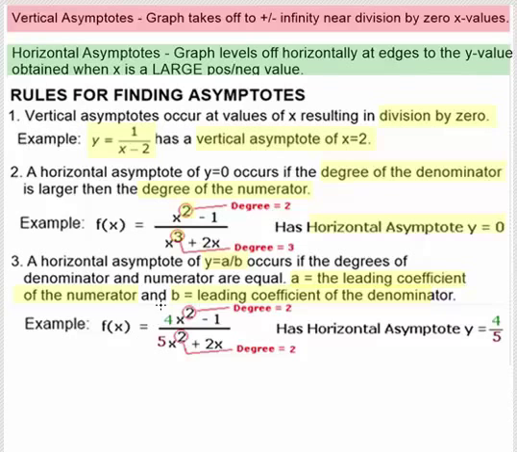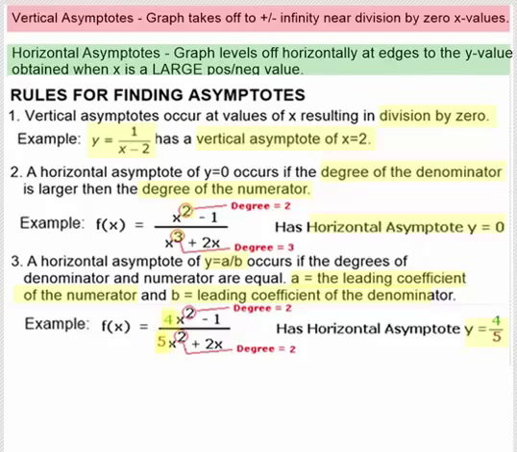So we take the ratio of the leading coefficients, 4 over 5, and we get y equals 4/5. That's our horizontal asymptote. And this rule works because when the degrees are equal, the numerator and denominator are growing at the same speed. So you're not getting a ratio that's heading towards 0 as the denominator gets bigger than the numerator. Here they get bigger at the same speed. It's only those leading coefficients that tell you what the graph is approaching.